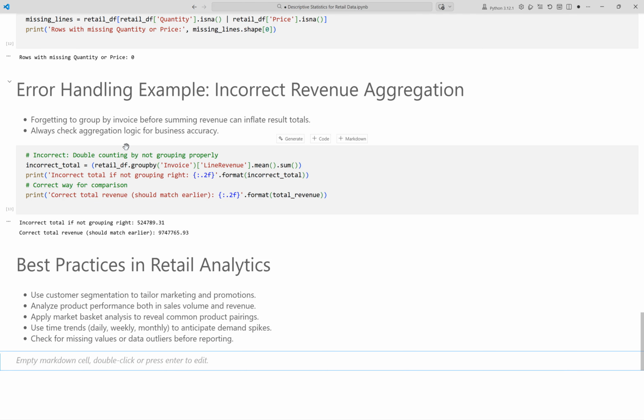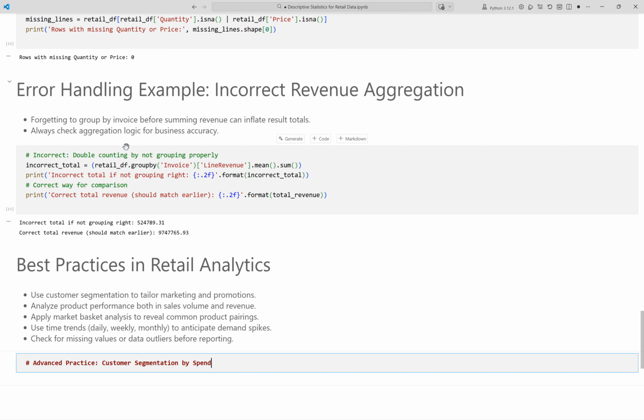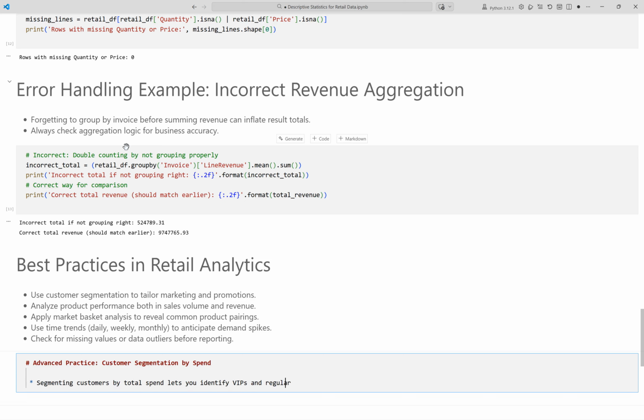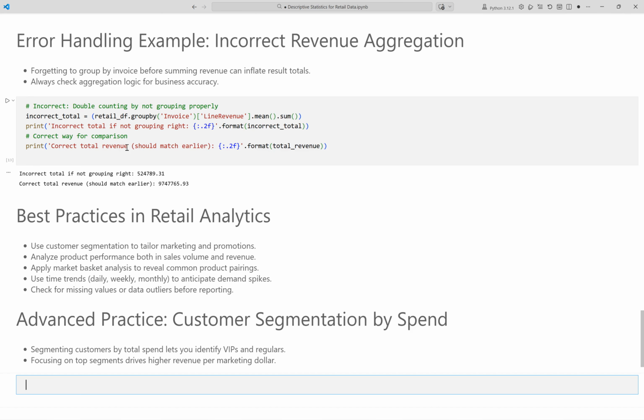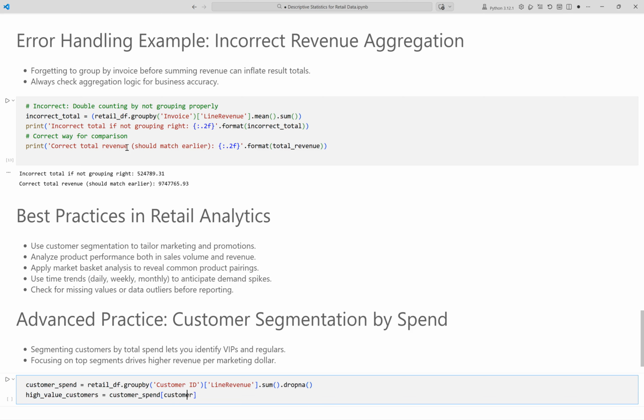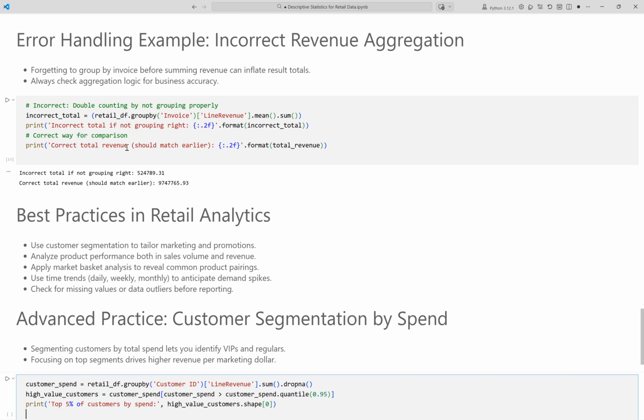Advanced practice: customer segmentation by spend. Segmenting customers by total spend lets you identify VIPs and regulars. Focusing on top segments drives higher revenue per marketing dollar. Running the cell now. We group transactions by customer and sum their total spending. We identify the top 5% of customers based on spend as high value. We print how many customers are in this top revenue segment.